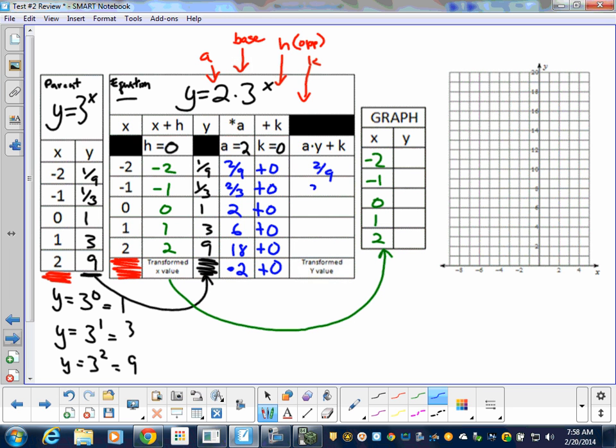So 2/9, 2/3, 2, 6, and 18. And that's the numbers I write here. I just rewrite those numbers over there.